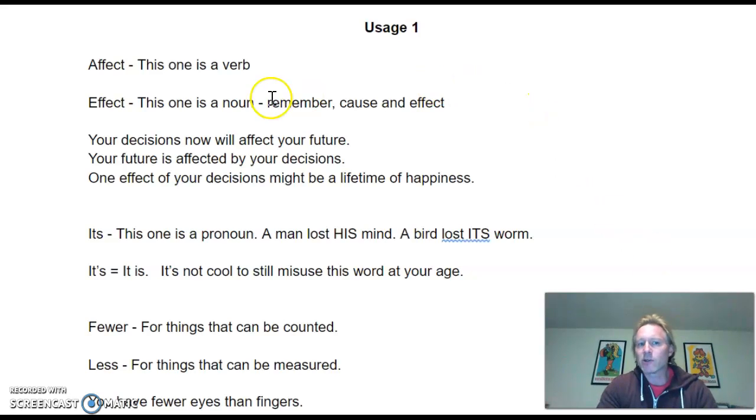So the first one that we're going to look at is affect and effect. They sound very close to the same, obviously, unless you pronounce one as effect really hardly. Affect is basically this. It's a verb. Effect is a noun. If you can remember cause and effect, that's a noun.